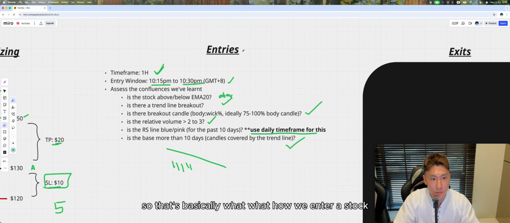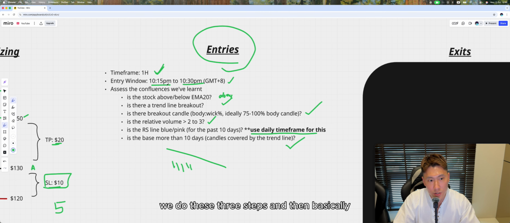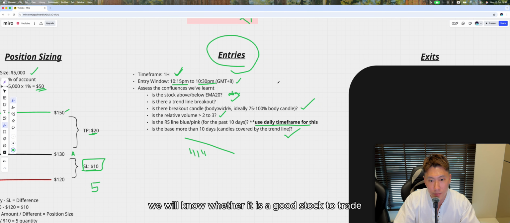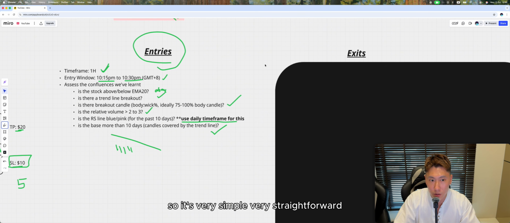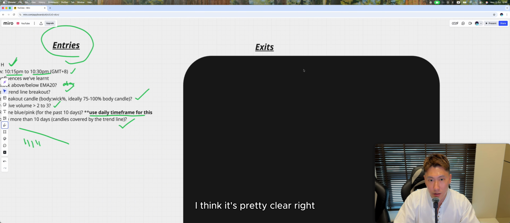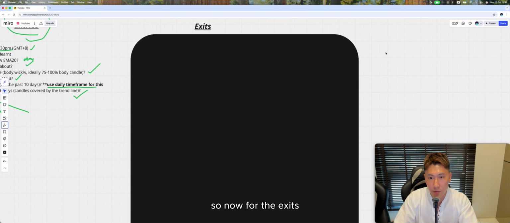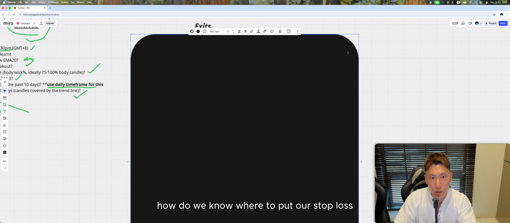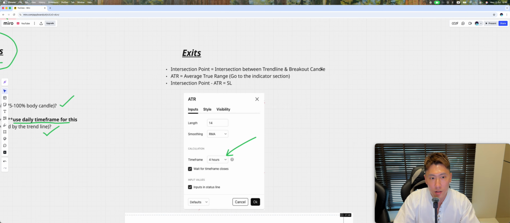So that's basically how we enter a stock. We do these 3 steps, and then we will know whether it is a good stock to trade. So it's very simple, very straightforward. I think it's pretty clear. Right. So now for the exits, how do we know where to put our stop loss?